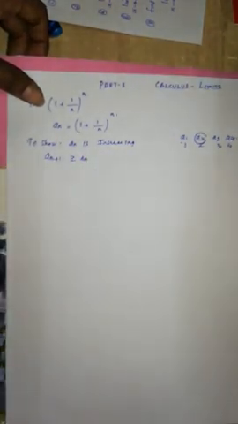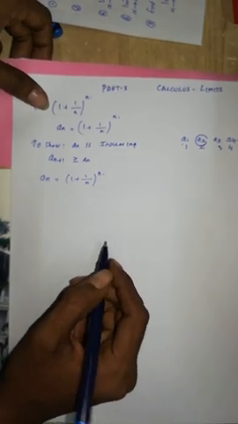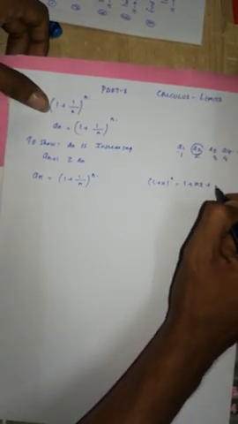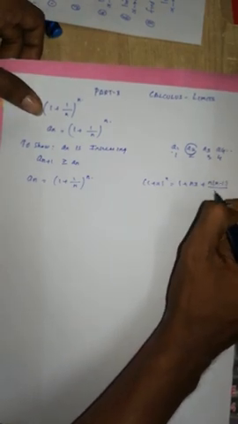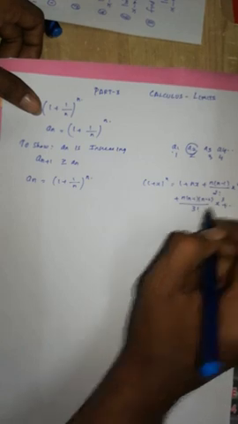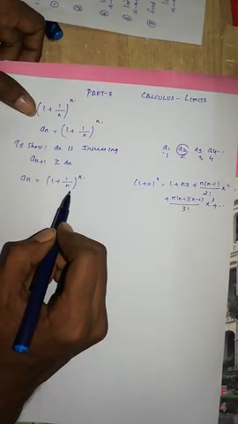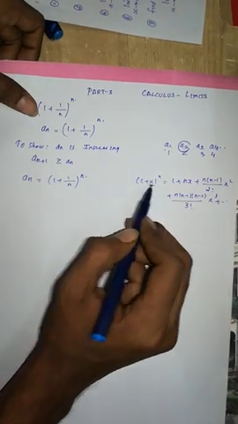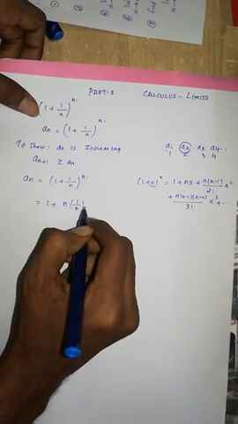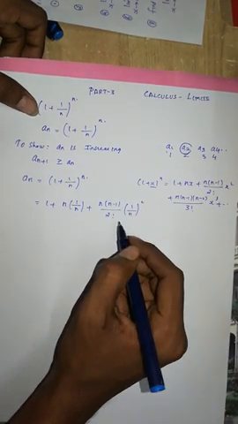So for that, first, what is an? an is (1 plus 1 by n) whole power n. So I am going to expand this in binomial series. We know that (1 plus x) whole power n is 1 plus nx plus n into n minus 1 by 2 factorial x square plus n into n minus 1 into n minus 2 by 3 factorial x cube, and it goes on. In place of x, I have 1 by n. So if I substitute here, I will have 1 plus nx, where x is 1 by n, plus n into n minus 1 by 2 factorial x square. So x square will be (1 by n) whole square.